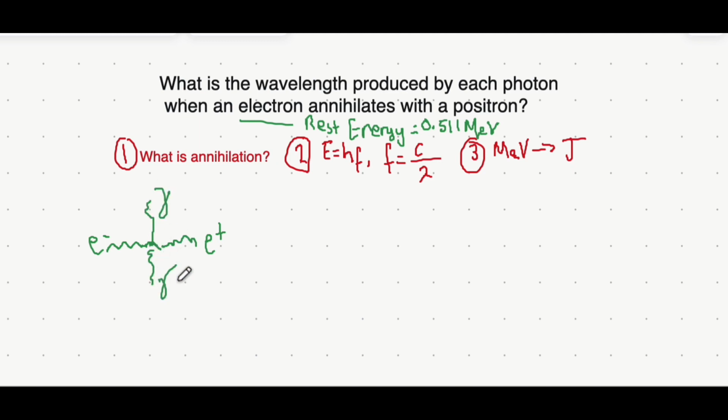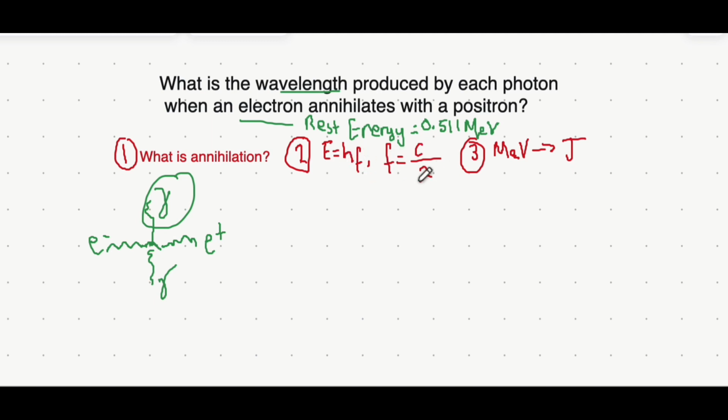Why do they move off in opposite directions? Well, it's to conserve momentum and energy. Now, it's asking us to find the wavelength of each of these photons. How do we find that? Well, we're going to combine these two equations actually. That's where wavelength is introduced.